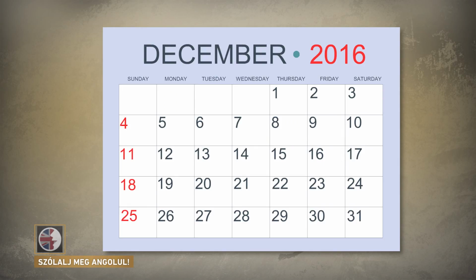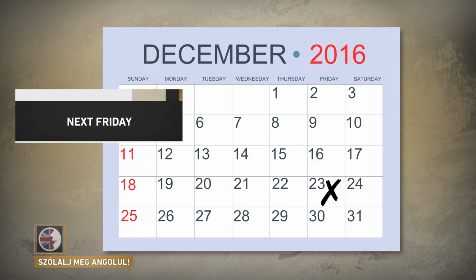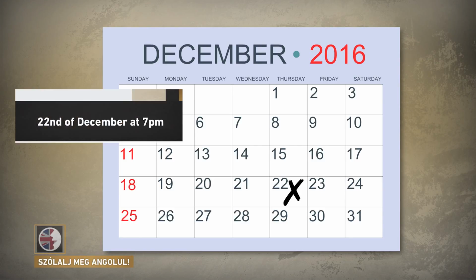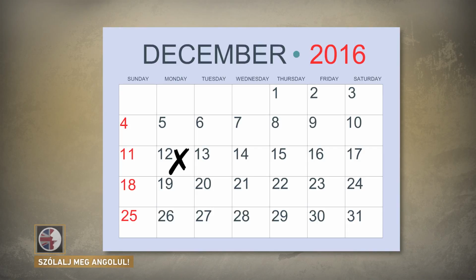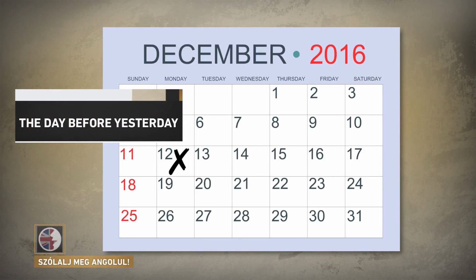Okay, let's try some more. What's the 23rd of December? Bingo! That's next Friday. And the 22nd of December at 7 p.m.? Correct-a-doodle-doo. That's next Thursday evening. Now we're on fire! Okay, what about the 12th of December? Well, that's the day before yesterday.